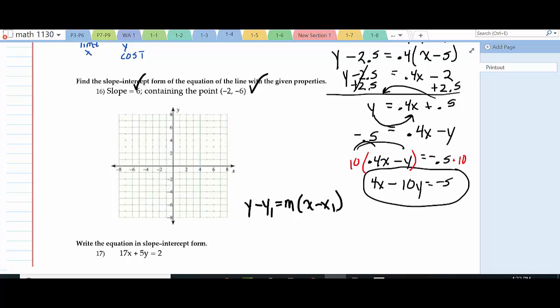And then this one I want to solve for y. So I just want the answer in the form y equals mx plus b. Okay? Just be flexible that you know how to do standard form and slope-intercept form and all that stuff. Okay?